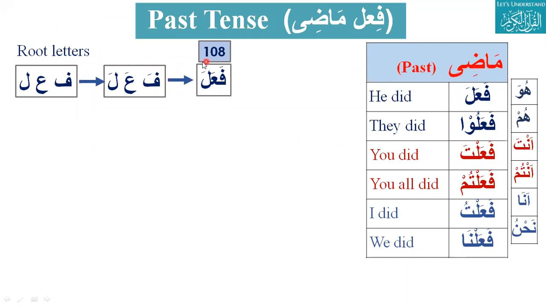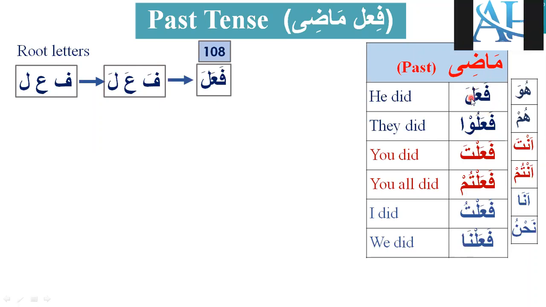And if we make the madi of this, we just take fa'ala, and you will see how it will change its shape. The starting word is fa'ala, he did. Then fa'alu, fa'alta, fa'altum, fa'altu, fa'alna. Starting word was fa'ala, and just look at the shape. No need to focus on the translation right now. This is madi, past. Fa'ala means he did.